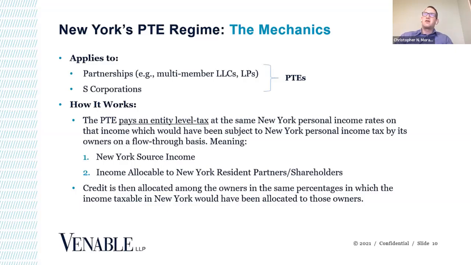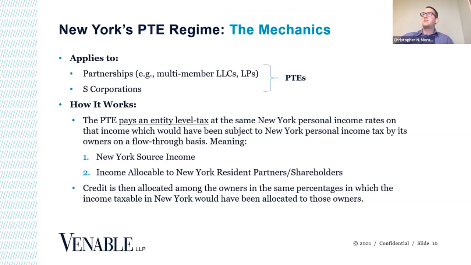It used to be that a C corporation was really the only type of entity that would be used for multi-state businesses, but increasingly in the last 10, 20 plus years, pass-through entities are used to conduct multi-state business. And the pass-through entity tax rate is going to be the same that the individual owners would pay on the New York source income or the income allocable to New York resident partners or shareholders. And that's just to create as little friction between the pass-through entity tax and the taxes that the individual owners would have paid on the income flowing through.